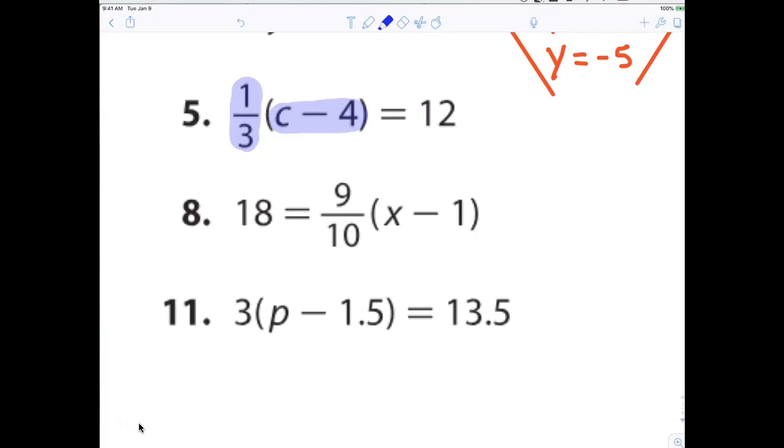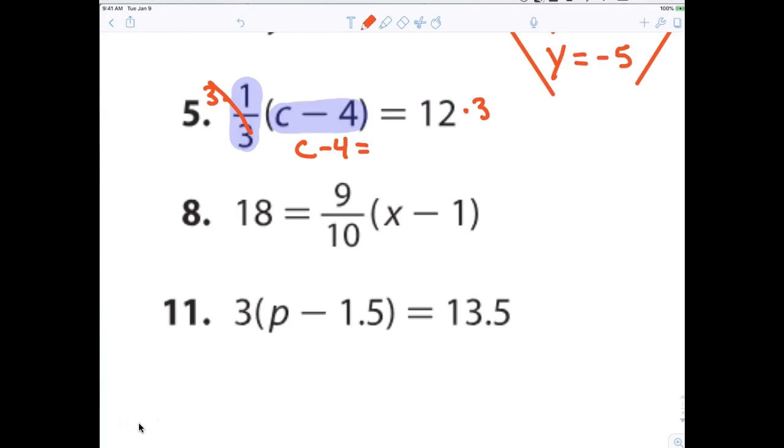Now what I want you to do on this problem is write that problem down, and then put a times 3, and a times 3 over here. Come on. Stay with me. Now, what happens to the 3 and the 1/3? What do they do to each other? Cancel. Yep, they cancel out. So now you have C minus 4 equals what?